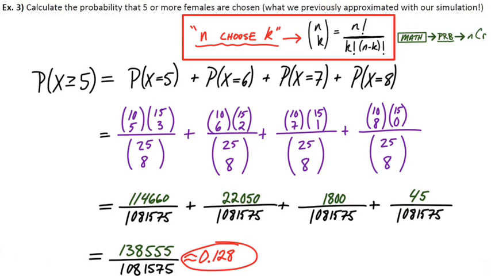So we talked about the 10% condition, and we talked about calculating binomial probabilities again. That's all for these notes.